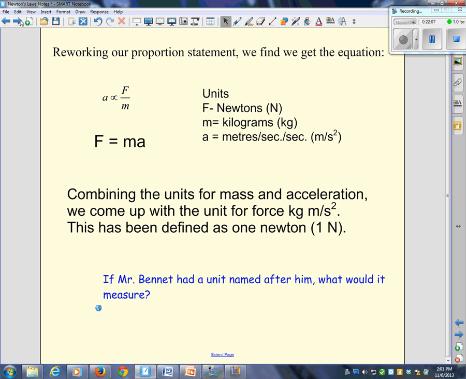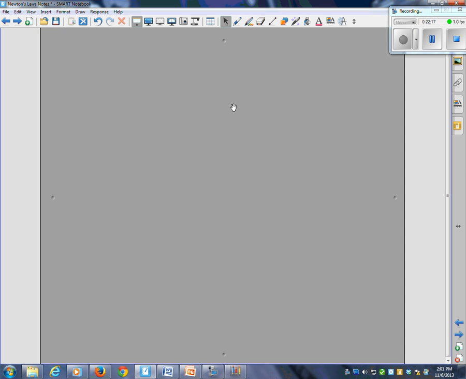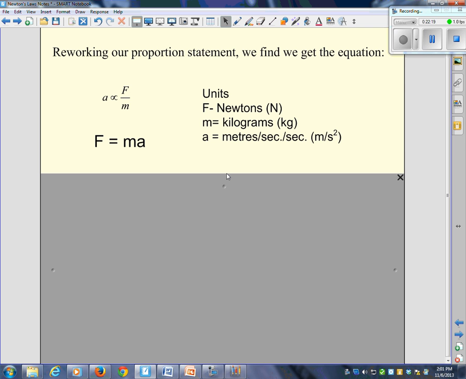Now, here's a little math for you. Reworking our proportion statement, I'm just going to do some covering up here just to keep you focused. If we rework our proportional statement, you will get the equation. If you take A is proportional to F over M, if I multiply both sides by M, the M's cancel and I'm left with MA is proportional to F. Or, if you wish, F is proportional to MA. Now that looks suspiciously like the formula F equals MA.